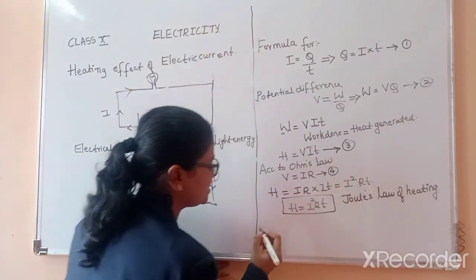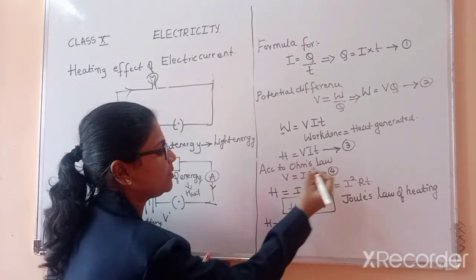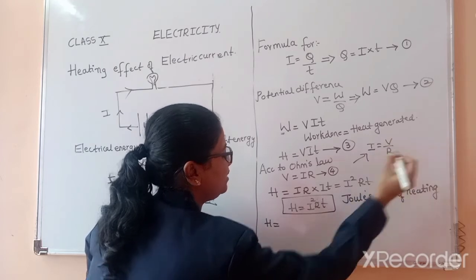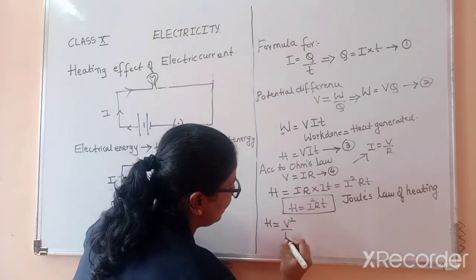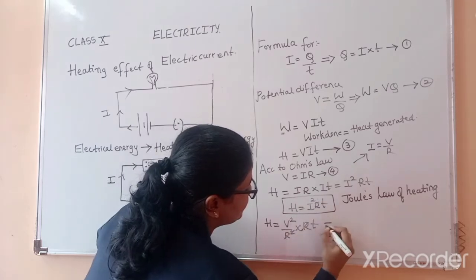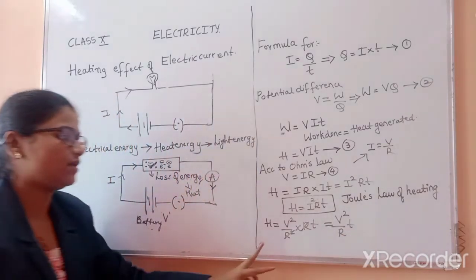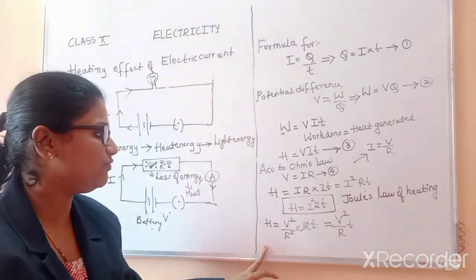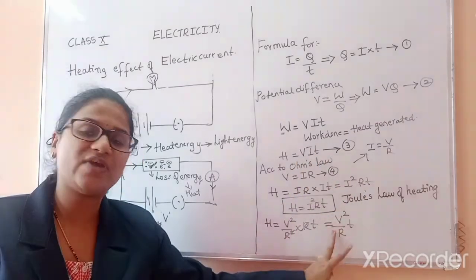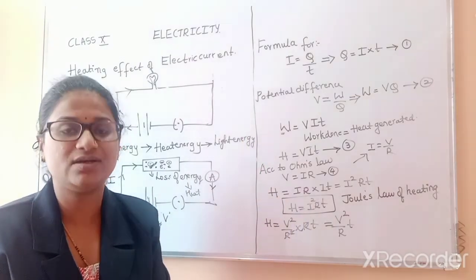This can again be simplified using Ohm's law. H is equal to I squared R T, and I can be written as V by R. So V square by R square into R into T. R gets cancelled, and we get V square by R into T. This can also be a formula. So we have I square R T, V I T, and V square by R into T. So this is regarding the heating effect of electric current.